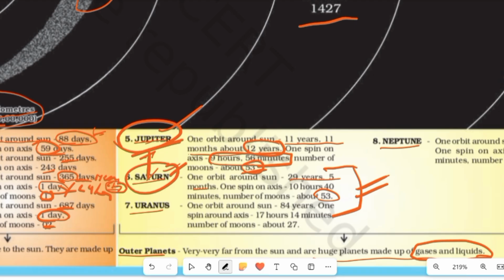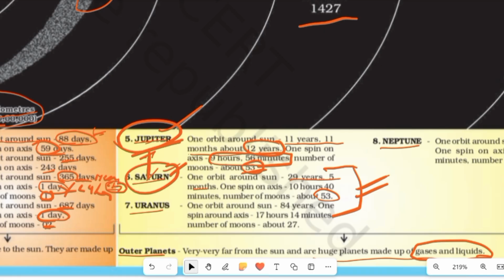So for examination purposes, we always try to answer Saturn. Saturn has more moons. We will consider this if both options are given. If only Jupiter is in the options, then we will take Jupiter. And if there is Saturn in the options, or both are in the options, then we will always try to mark Saturn.